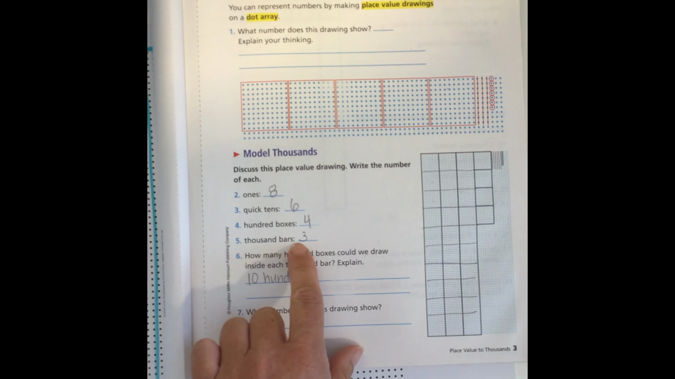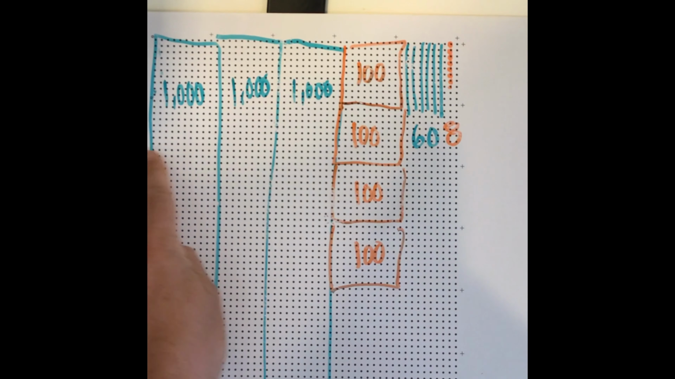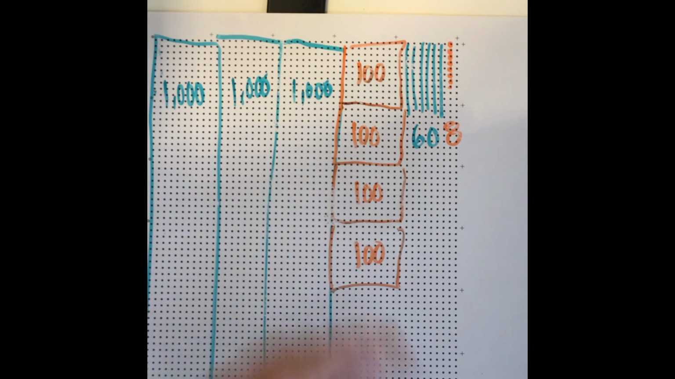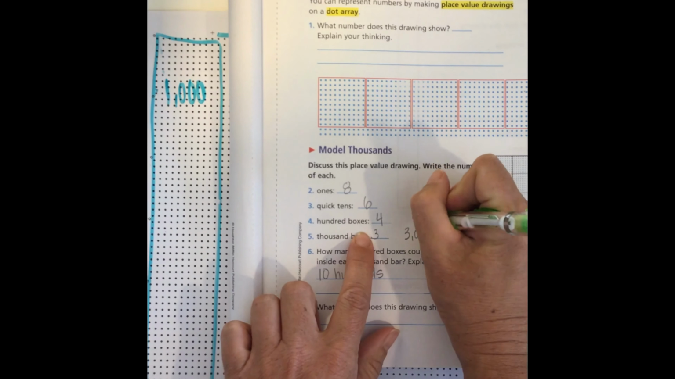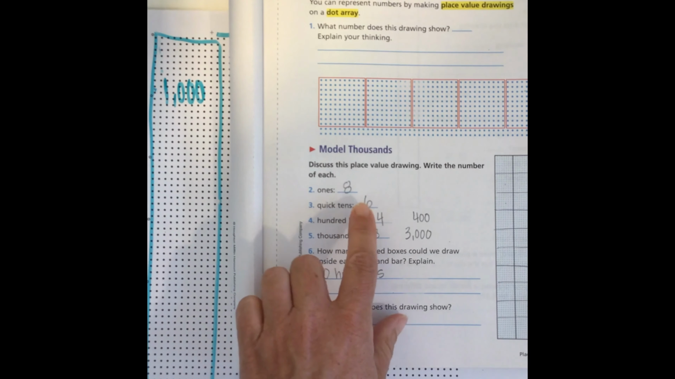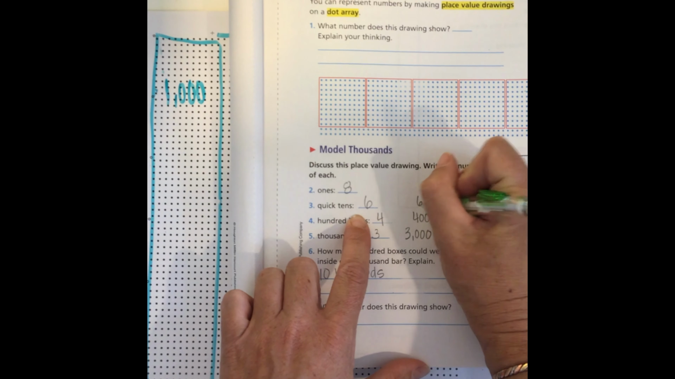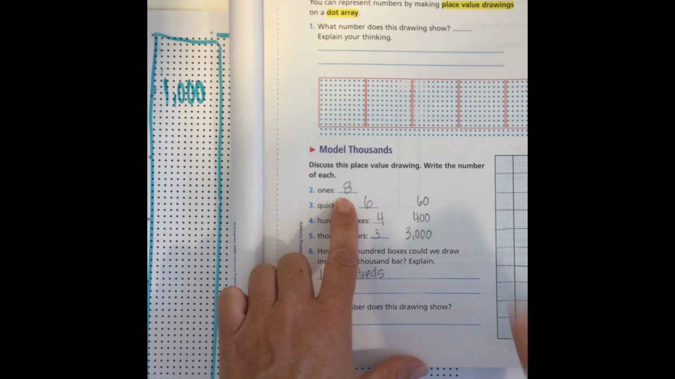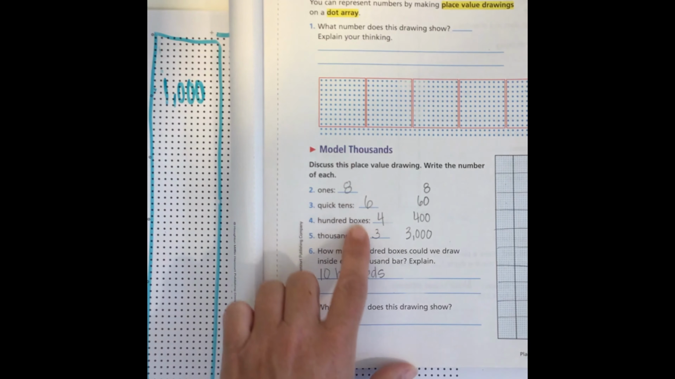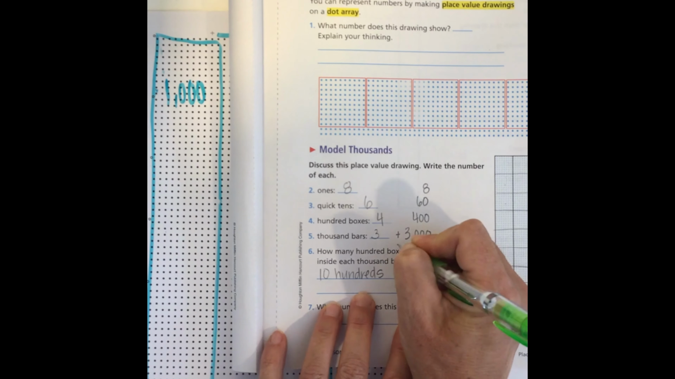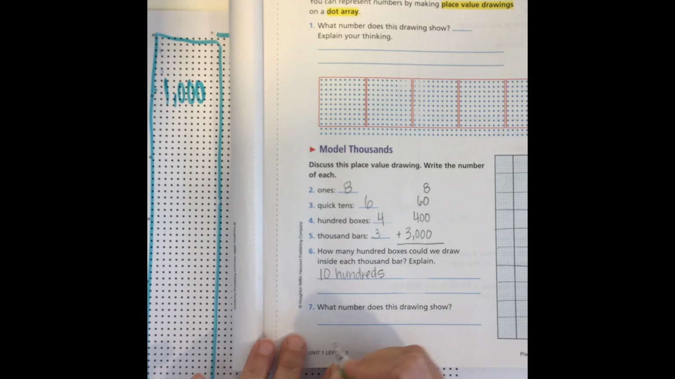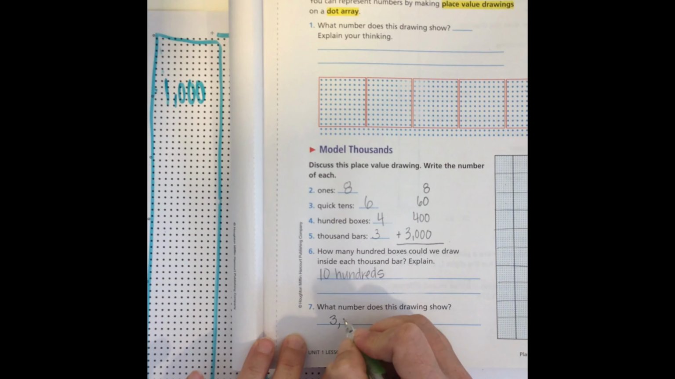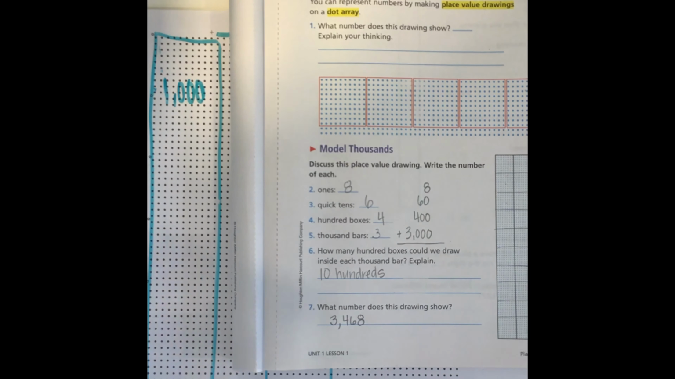We can say we have 3,000 bars, so that makes 3,000. Okay, because we can look back at our picture and we have 1,000, 1,000, 1,000 makes 3. We have 400 boxes, so that makes 400. We have 6 10s, and we have 8 1s. We can add these all together. And the number that we get is 3,468.